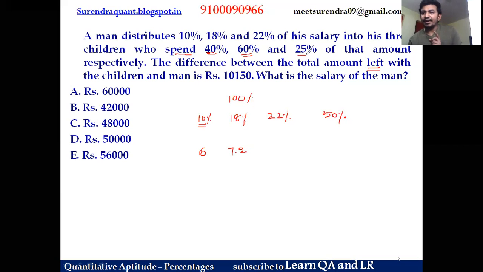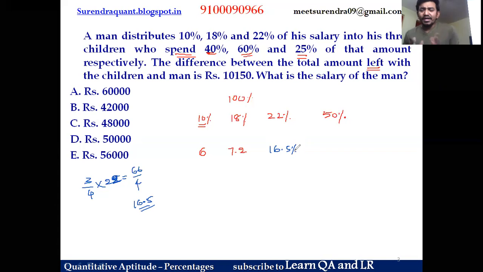25% is the spending for the third child. If 25% is the expenditure, 75% is the money left with him. 75% means 3/4. What is 3/4 of 25? Sorry, 3/4 of 22, right? So friends, 22 is the money that he receives, right? 3/4 of 22 must be taken. So this is 66 by 4. 16 4s are 64, remainder 2, 2 by 4 is 0.5. So 16.5 is the money left with the third child.